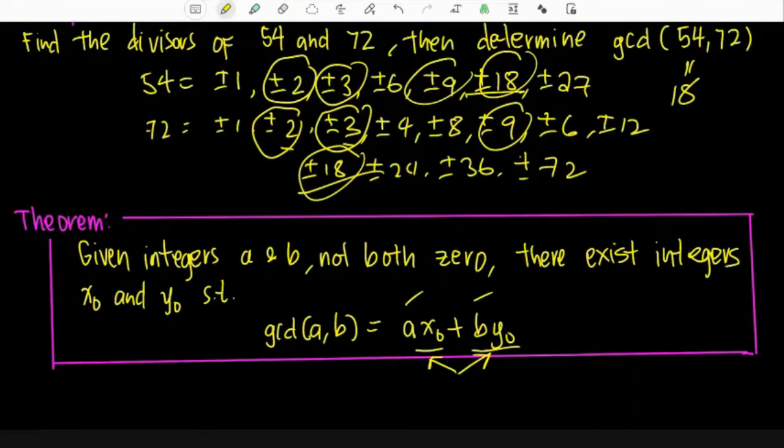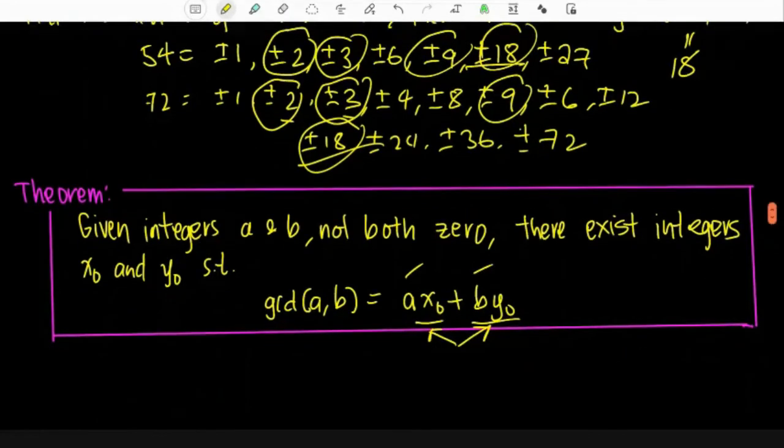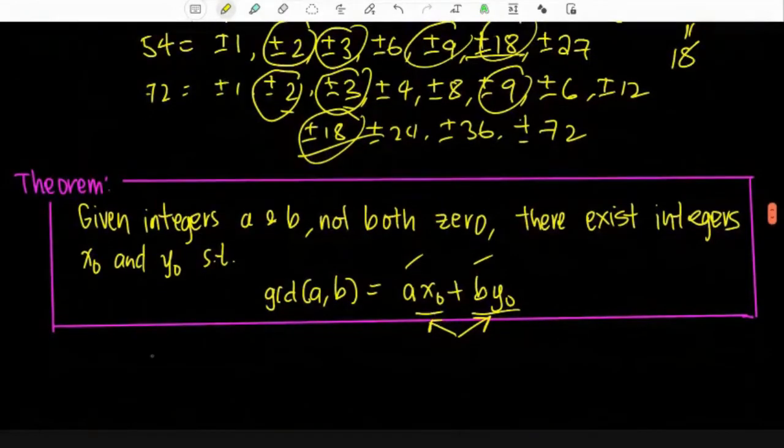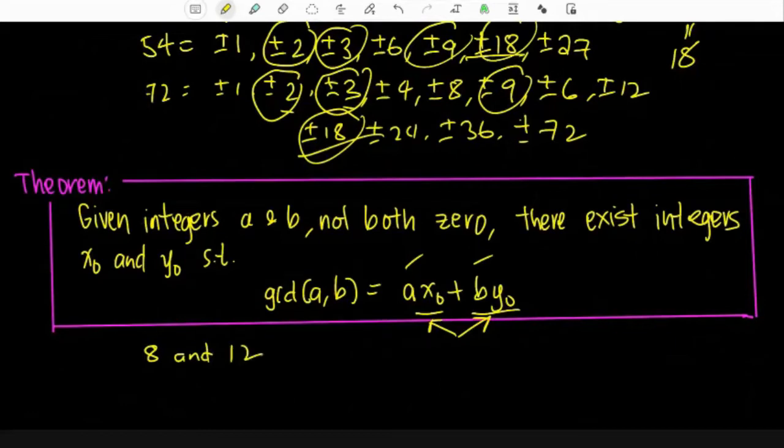For example, para lang sa madali mo nang makita. Halimbawa, meron tayong 8 and ano ba ang dami ko para sa 8? 12. 'Di ba ang GCD ng 8 tsaka ng 12 ay 4.